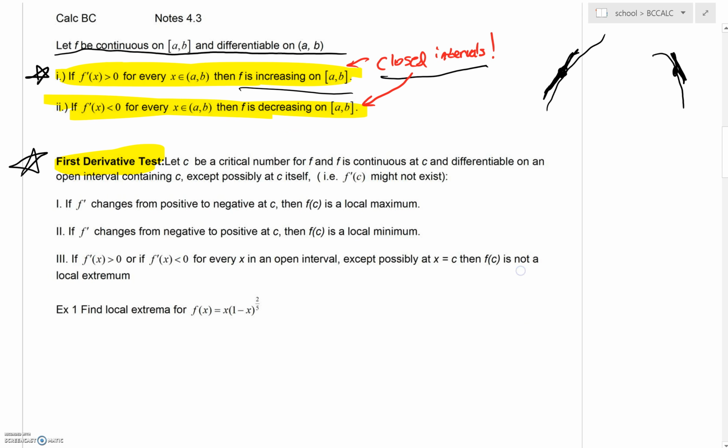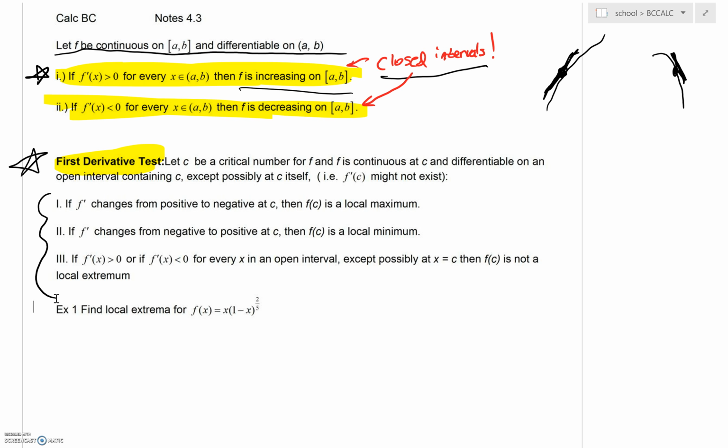The first derivative test, though, my goodness, what an important test this is. Let c be a critical number for f. In other words, find your derivative, find where your derivative could be 0 or undefined at those c values. What you're going to really realize is as long as f is continuous at that c, at that critical number, and differentiable, then you can get one of 3 scenarios here. If the derivative at c changes from positive to negative, then f of c is going to be a local maximum. You'll have a maximum value.